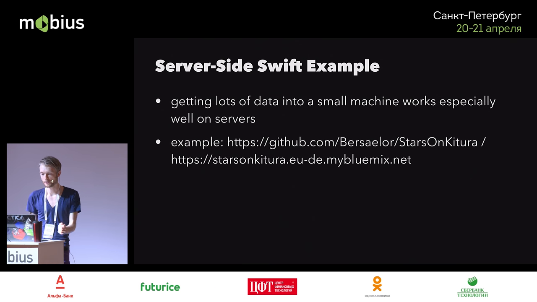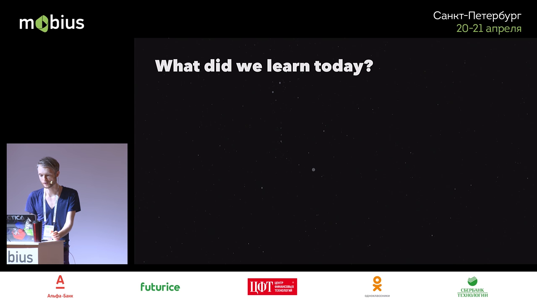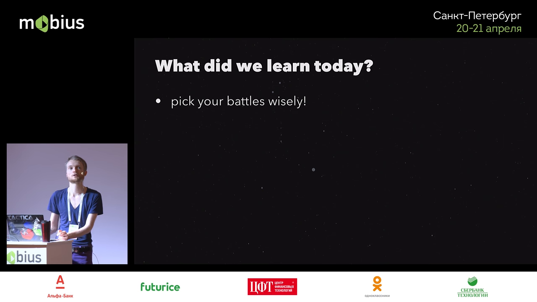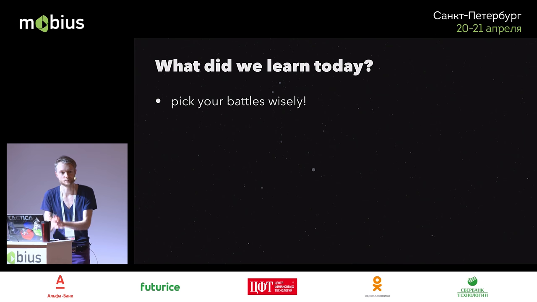And to recap, what did we learn today in this whole talk? The first really important thing, that I cannot stress too much, is: pick your battles wisely. I have been in many code review sessions where people were like, yeah, but if you write it like this, then the variable only has to be calculated once and not twice. And I'm like, but this method will be called 2 times in your entire app run cycle.